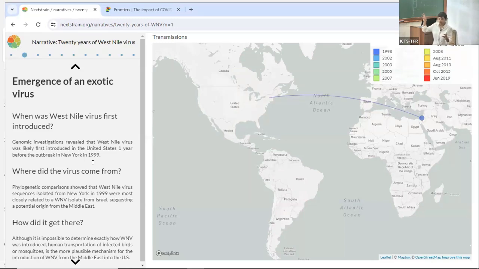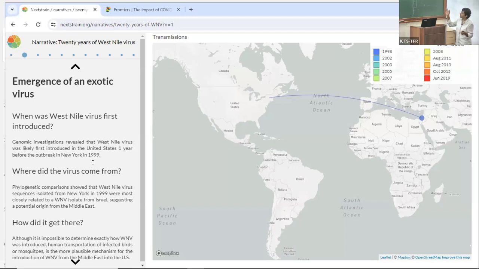So from there, from New York, it spread all over the US, killed all the crows, basically died, I think. So it impacted birds quite badly. And then it went to South America, and then now from South America, it's going back to North America. So this is the rough story and how we are able to put together this story using genomic data.